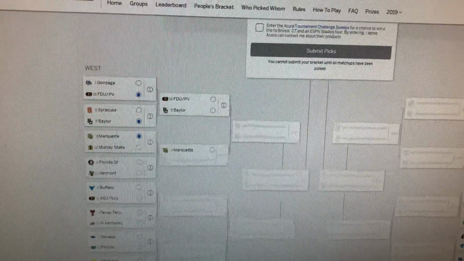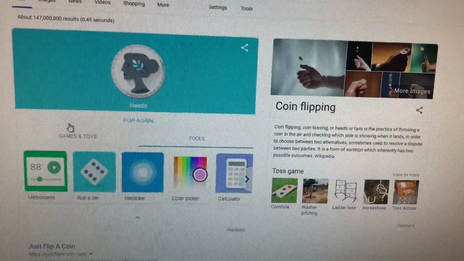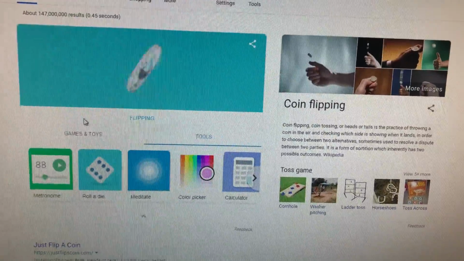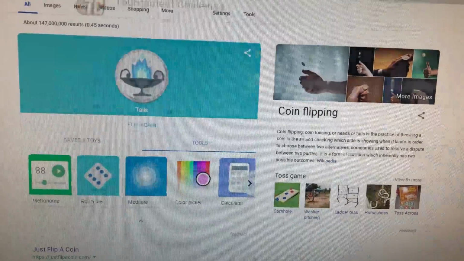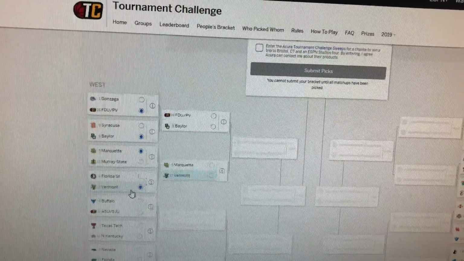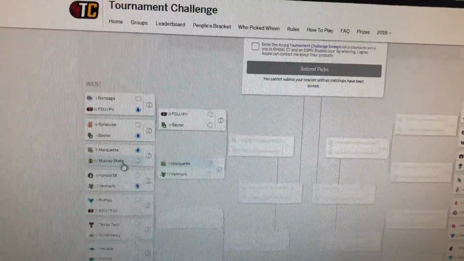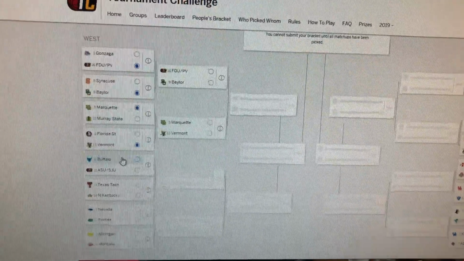Then we have Florida State and Vermont. Hopefully, Florida State will win this. I don't want to... Whoops, I didn't mean to put games and toys right there. Tails, we have Vermont moving on. With all these higher or lower seeds, I'm going to get mixed up.